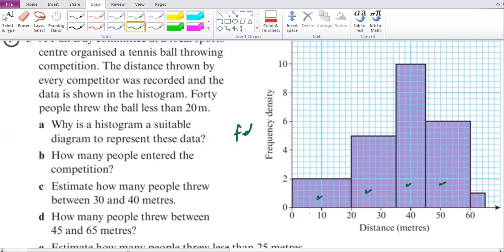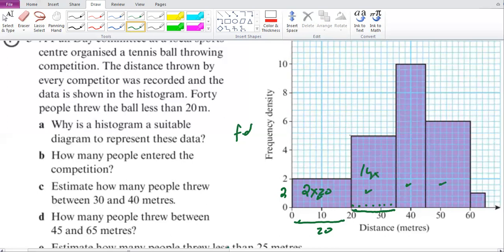Because number of people means frequency. For this one, what is the class width? It is 20. What is the frequency density for this one? 2. So the number of people in this will be 2 into 20. What is the class width for this one? This is 30. One second. How many boxes? 1, 2, 3, 4, 5, 6, 7. Each box is representing 2. So for this one, it is 14.